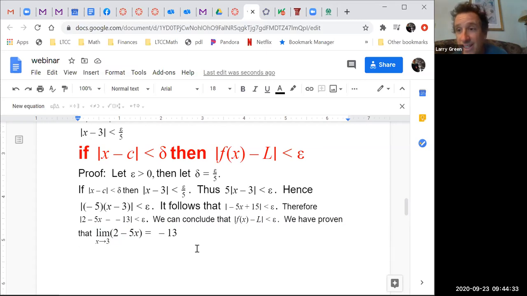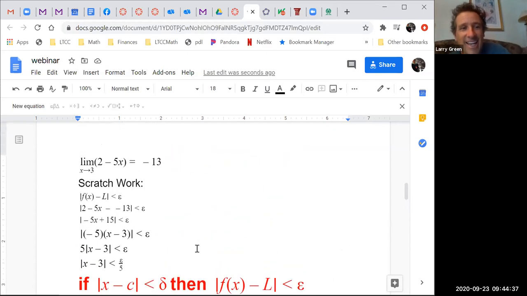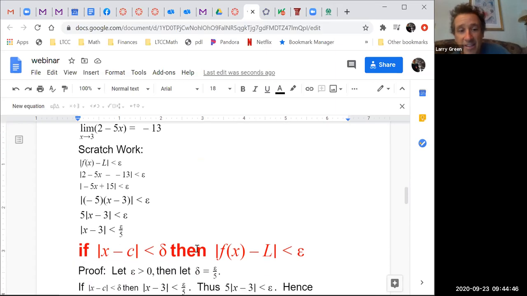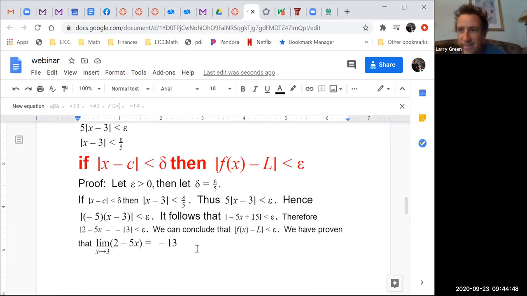It's a lot of work, isn't it? It's so much easier to just look at it and say, hey, it's 2x minus 5, I plug in, I got negative 13. There, the limit exists. That's not a proof. Okay, this is the proof, period. This is the proof. And that's what you have to do. Any questions at all on this example?